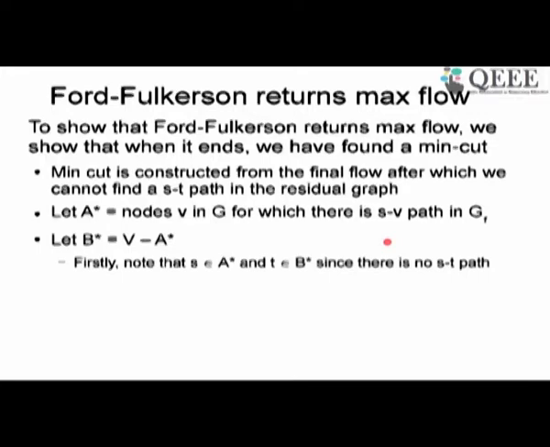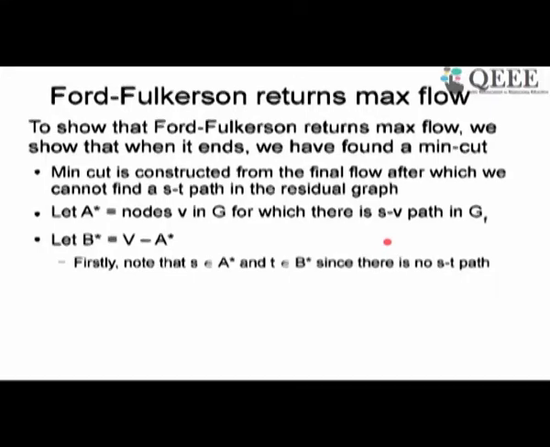Remember that in this residual graph GF, there is no path from S to T. If there were a path from S to T, the algorithm wouldn't have stopped, it would have continued. The algorithm stopped, which means there is no further path from S to T in GF. So in this final GF which I got, there is no ST path. Since there is no ST path, clearly S and T are disconnected in the GF graph, isn't it? There is no path, they are disconnected.